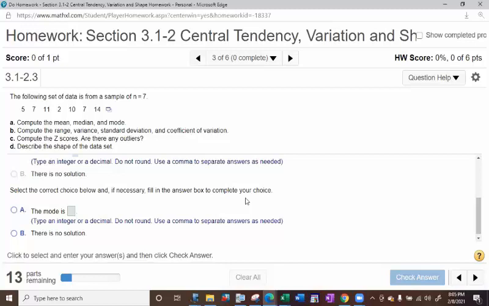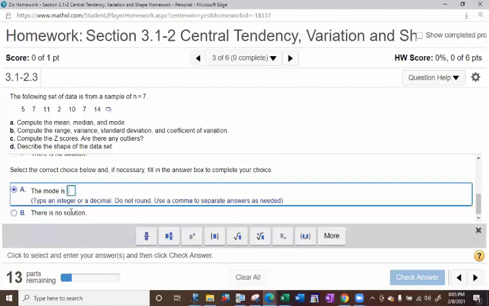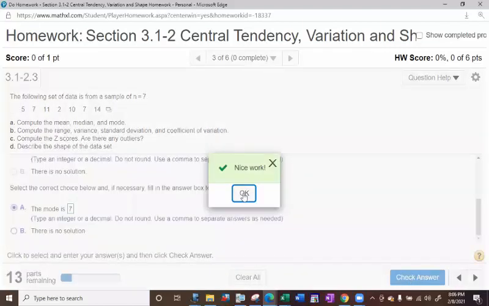But if they were all distinct, unique numbers, then it would be no mode, no solution. But it could be more than one mode. So that's why it's telling you to use a comma to separate answers as needed. So let's say if there was another 14 in there, there were 2 14s. You would have put 7, comma, 14, meaning that we're implying both of those are modes. Yay.